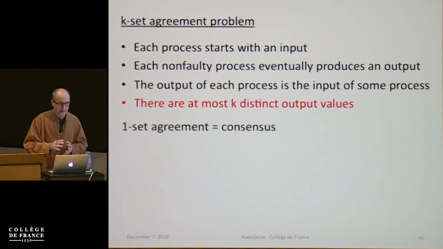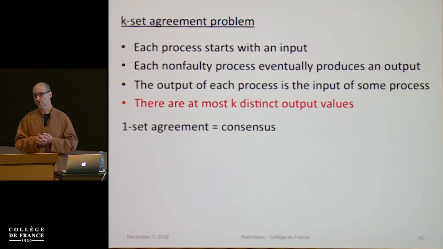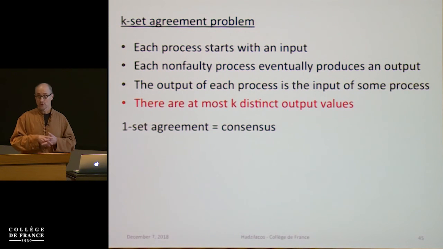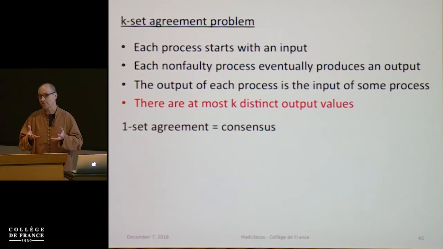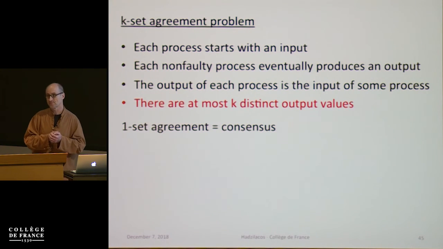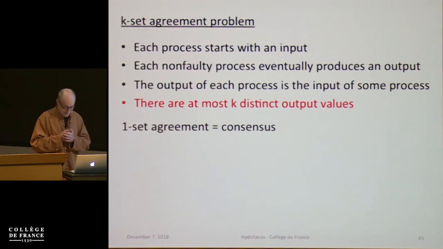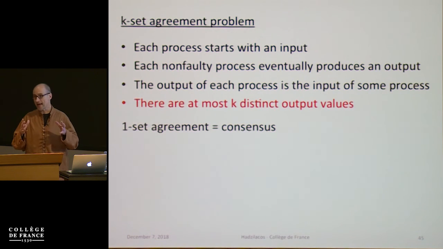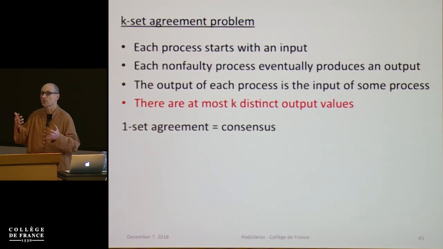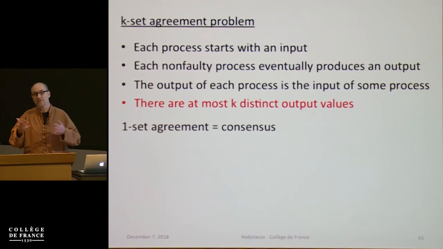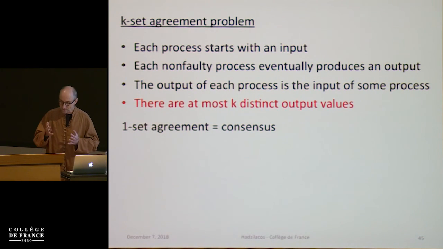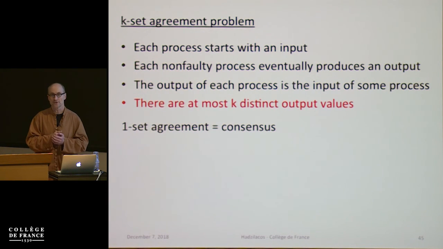Okay? So one-set agreement is exactly the same thing as consensus. K equal to 1 means we will all agree on at most one value. Okay, that's consensus. Two-set agreement means that some processes may decide on one value, and a different set of processes may decide on a different value. Three-set agreement means that there could be three different sets of processes, each deciding on a different value, and so on. So you can see that the bigger the k, the easier the problem, until k is equal to n, in which case the problem becomes trivial. Everybody can output their own input. But even for k equal to n minus 1, the problem is non-trivial and interesting.